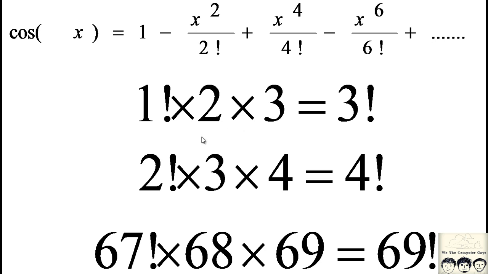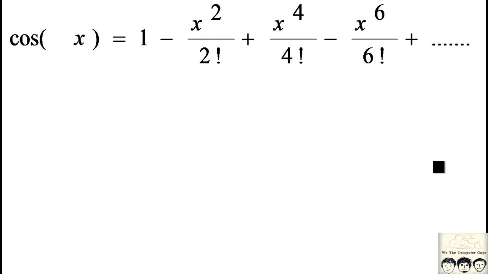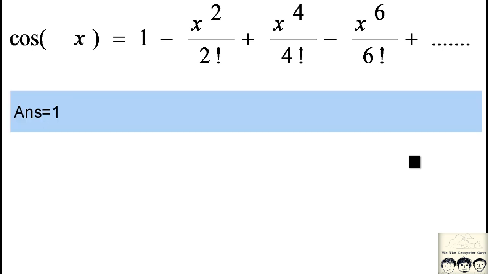This is just an extension of that. Now for those folks who did not watch the previous video, you just have to remember this, that any number, say 67 factorial into the next two numbers, that is 68 and 69, will result into the last number's factorial, that is 69 factorial. This we'll be using in the algorithm, so you need to know this. Now let's look at the algorithm.